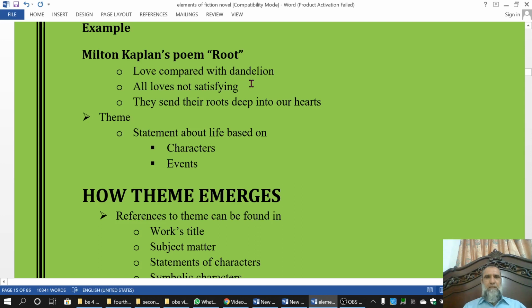And it is compared with dandelion because the writer wants to convey the idea that all loves are not satisfying. They send their roots deep into our hearts, as is the root of dandelion. So the theme is the statement about life based on characters, based on events.